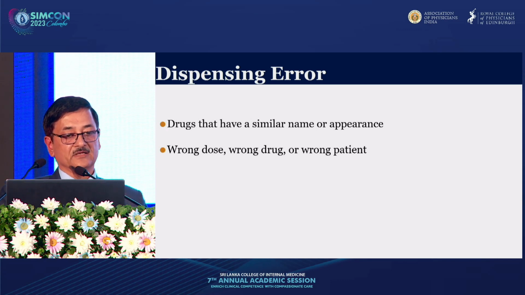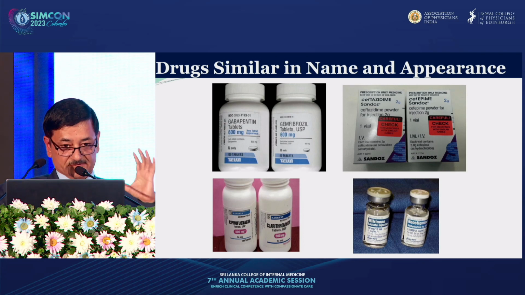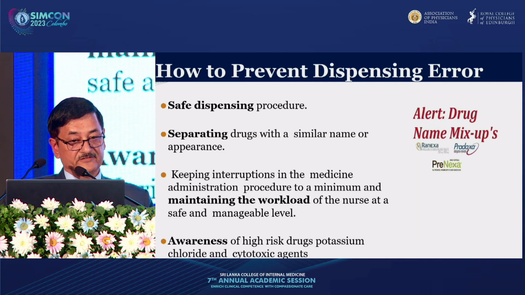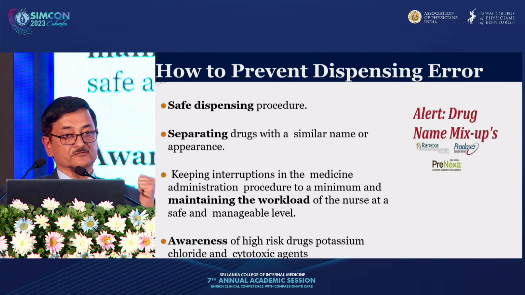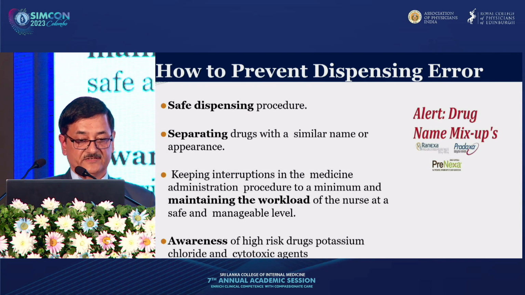dispensing error. Drugs that have a similar name or appearance. Wrong dose, wrong drug, or wrong patient. So if you see all these boxes, they all look similar, but they have constituents which may be very, very different. So this is very important that we have to understand. Safe dispensing procedure is important, separating drugs with similar name or appearance, because this is very common. Similar drugs, but they may have very deleterious effects on us.